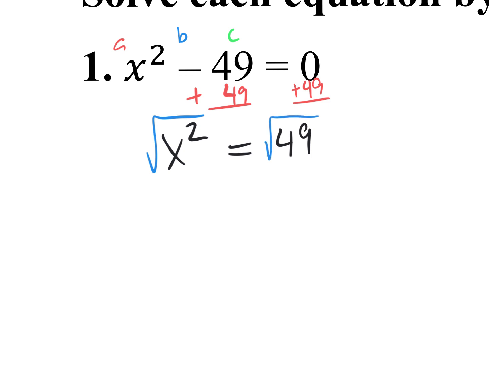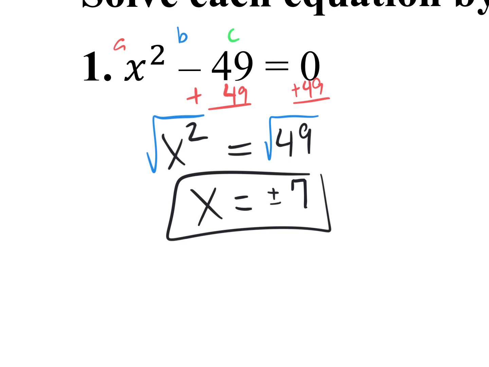Now, at this point, we need to remember that when you do a square root in an equation, you have to put a plus or minus in front of your answer, which in this case, the square root of 49 is 7. So plus or minus 7. And of course, the square root and the square eliminate themselves. That's just giving you x. And there's your answer: x equals a positive 7 and a negative 7.